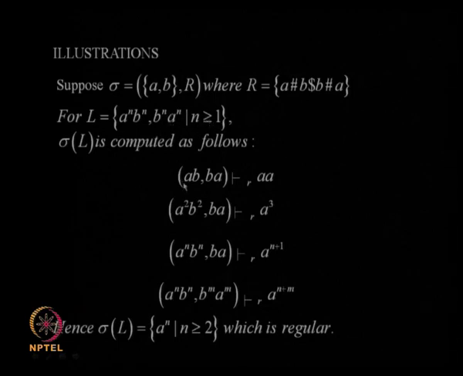So, if you take AB, BA, you will get AA, because the cut will be made here, the cut will be made here, and the first portion will combine with the second portion here. Similarly, if you take A squared, B squared and BA, the cut will be made here, because the cut has to be made in the first string between an A and a B. In the second string, the cut will be made between a B and an A. So, this A squared will join with this A to give you A cubed.